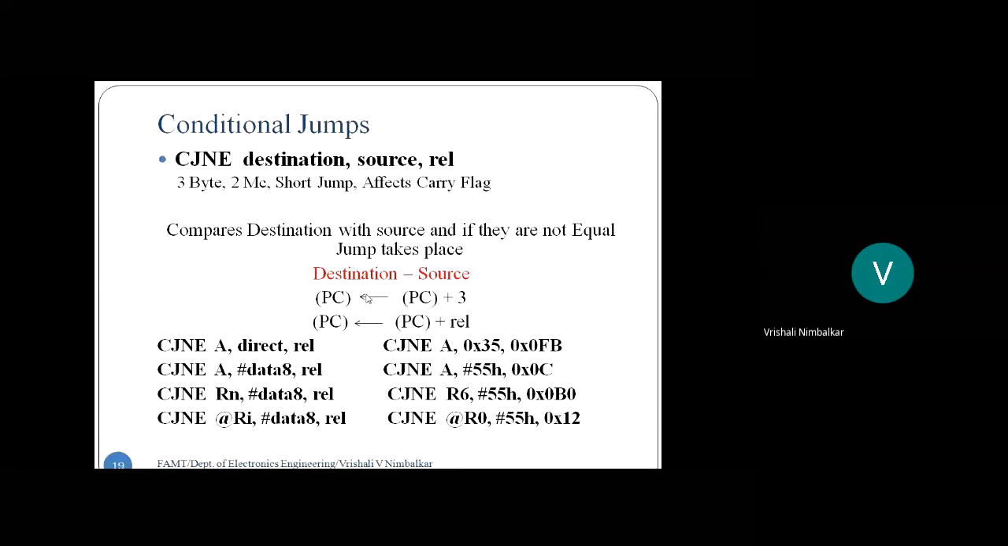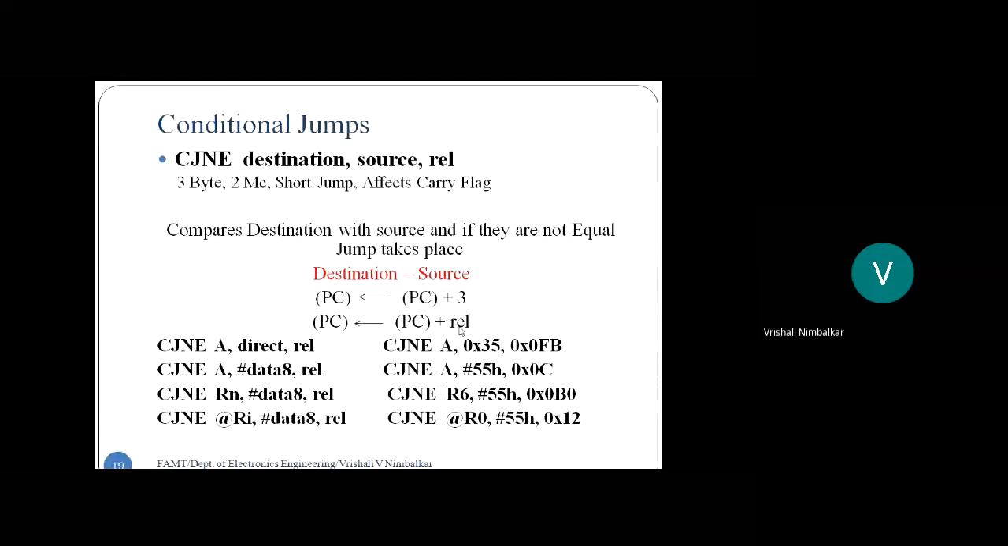Why is this happening? In all the jump instructions, the program counter points to the next instruction. CJNE is 3 bytes, so the program counter will be pointing to the next instruction, which is 3 locations ahead. So the jump instructions are going to modify the program counter: PC plus 3, and to this a relative number will be added. And what is a relative number? How far is the jump? If I say 15 locations forward, PC plus 15 is going to happen. 15 locations backward means PC minus 15 is going to happen. That 15 is the relative number. And that's how, if the condition is true, the jump is going to take place.